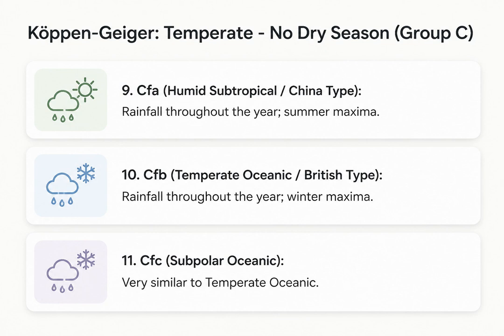In the temperate group with no dry season, we have Cfa, the humid subtropical or China type, which gets rain all year with a peak in summer. Cfb is the temperate oceanic or British type, also raining year-round but peaking in winter. Cfc is the subpolar oceanic, which is a cooler version of the British type.